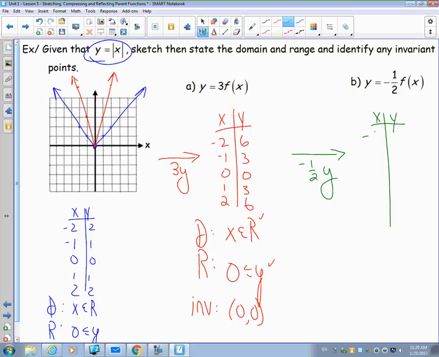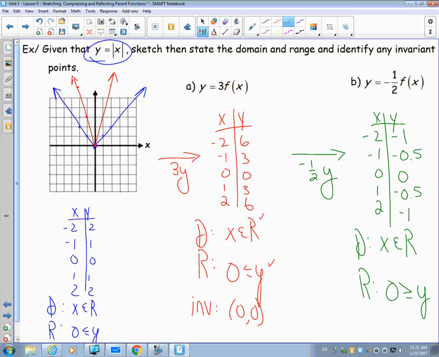X's will stay the same. My y's all get cut in half and they become the other sign. So negative 1, negative 0.5, 0, negative 0.5, negative 1. My domain hasn't been touched. All real numbers still. My range, I got to multiply 0 by negative 1/2. Well, that's still 0. But because I multiply by the negative, my inequality has to change direction.